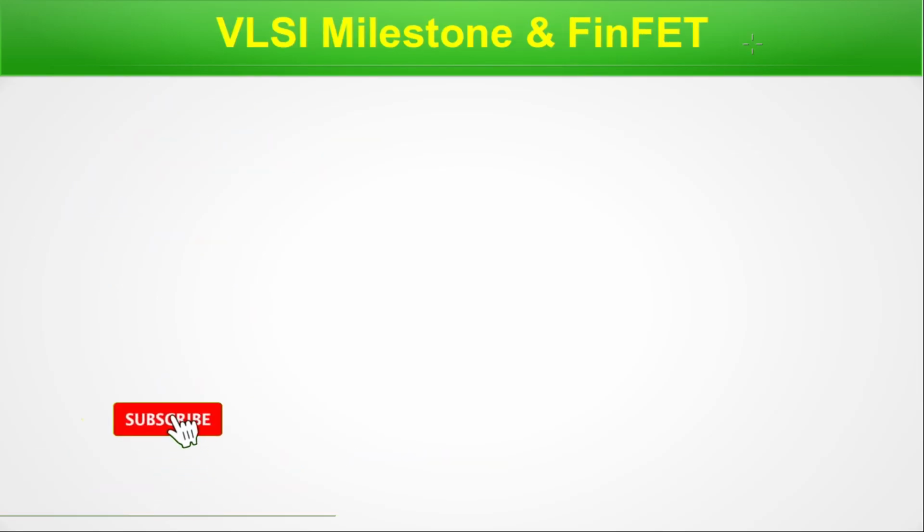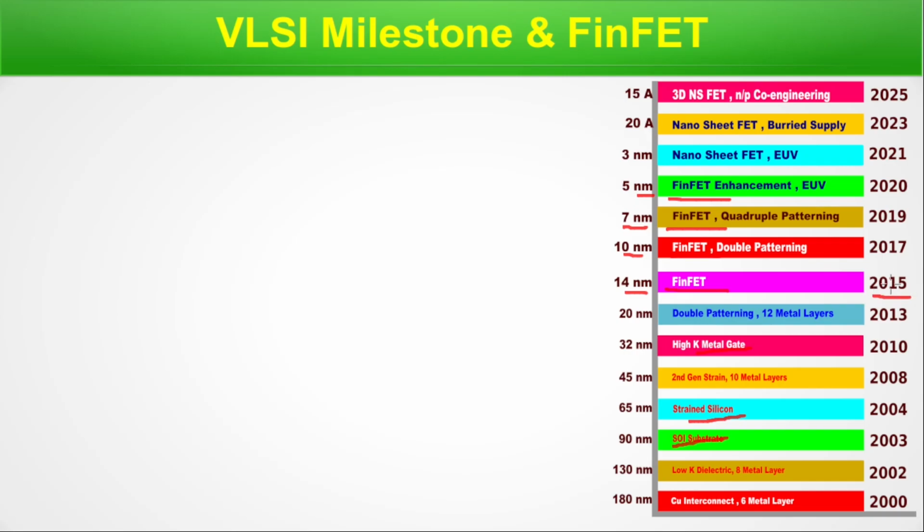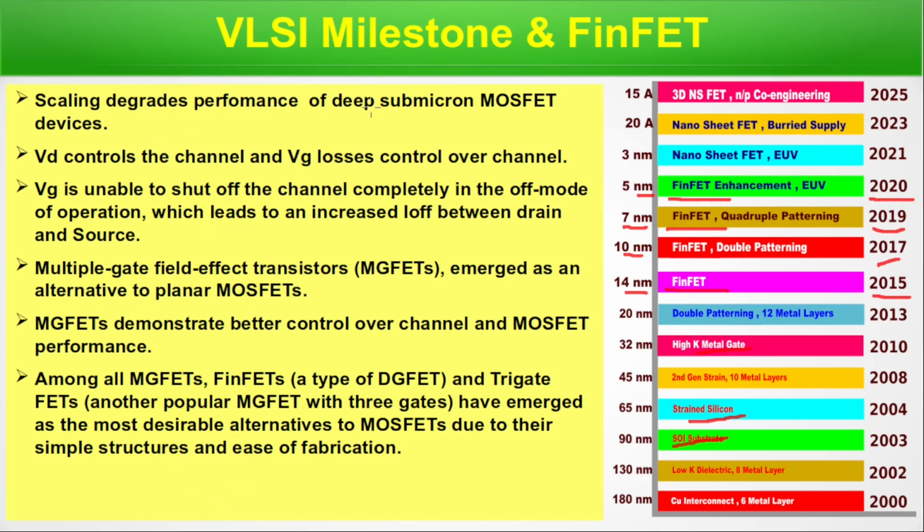VLSI Milestone and FinFET. This is the diagram we have been referring to for the last few episodes. Milestone versus timeline and technology node diagram. So we are done with SOI, green silicon, high-k metal gate. Now we are here. That is FinFET. So FinFET technology: 14 nanometer, 10 nanometer, 7 nanometer and 5 nanometer, and the timeline is 2015, 2017, 2019 and 2020. Well, we all know that scaling degrades the performance of deep submicron MOSFET devices. That's why these technology boosters like high-k, green silicon, SOI substrate have been introduced.